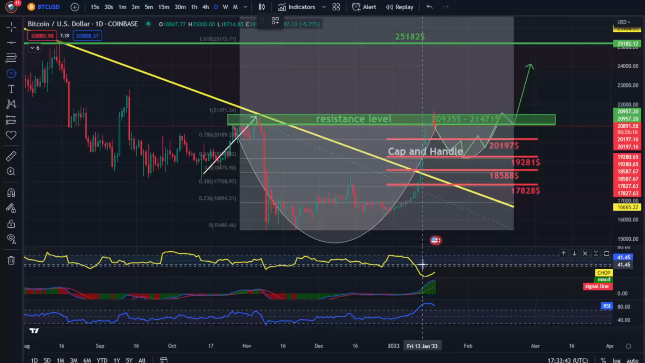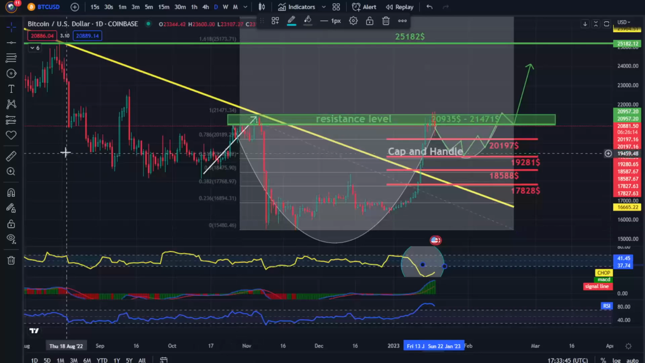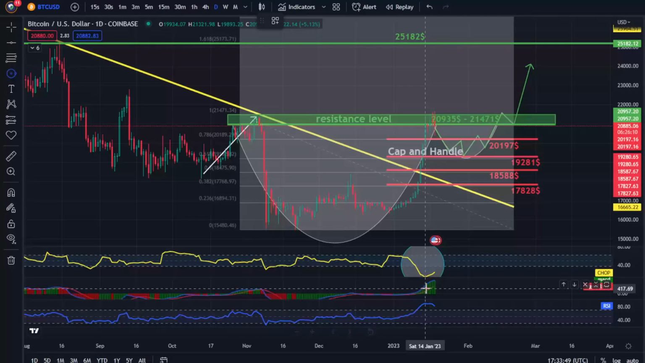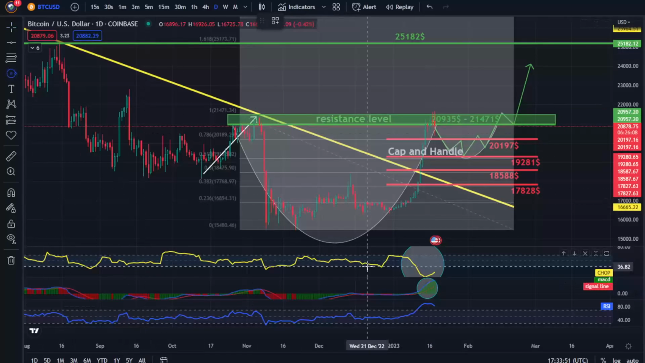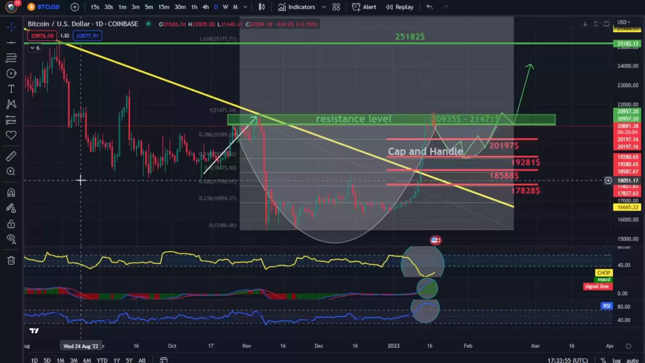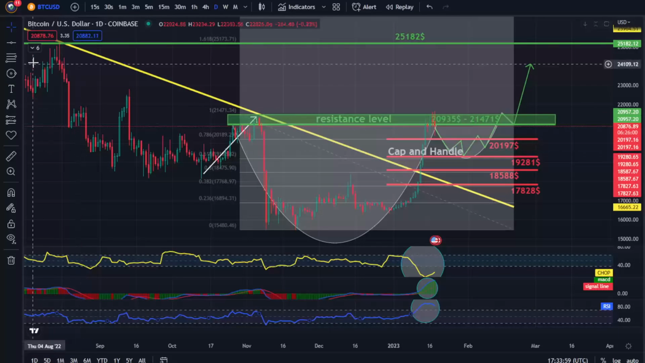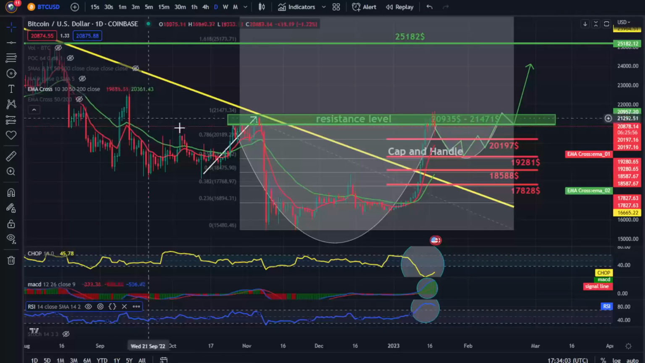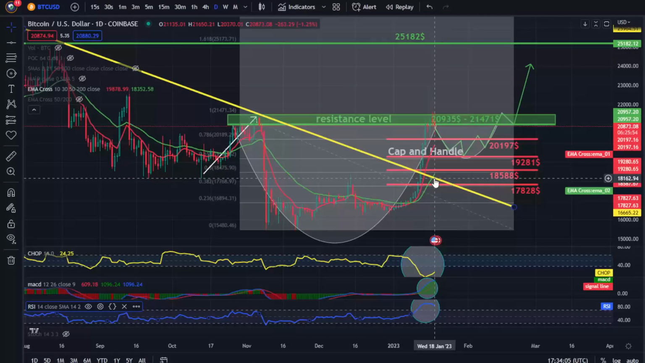As we can see, the CHOP index indicates that the energy was used for an upward move and we are currently starting to recover it. The MACD confirms the ongoing uptrend, while the RSI shows a small rebound due to the current correction. When we look at the EMA cross 10 and 30, we can see that despite the correction, nothing has changed so far and they indicate an upward trend.